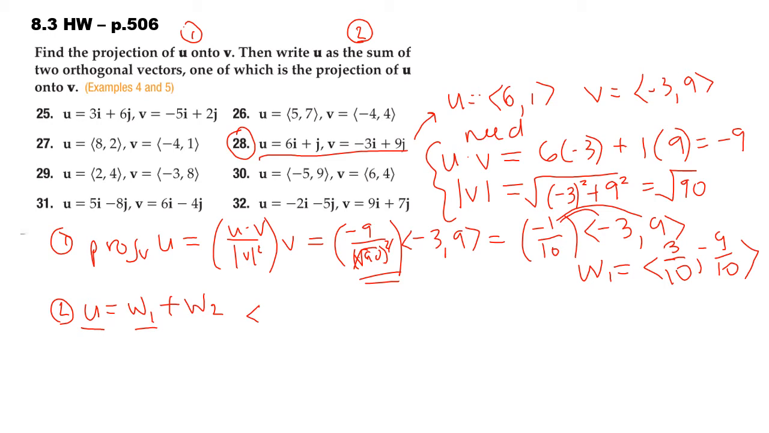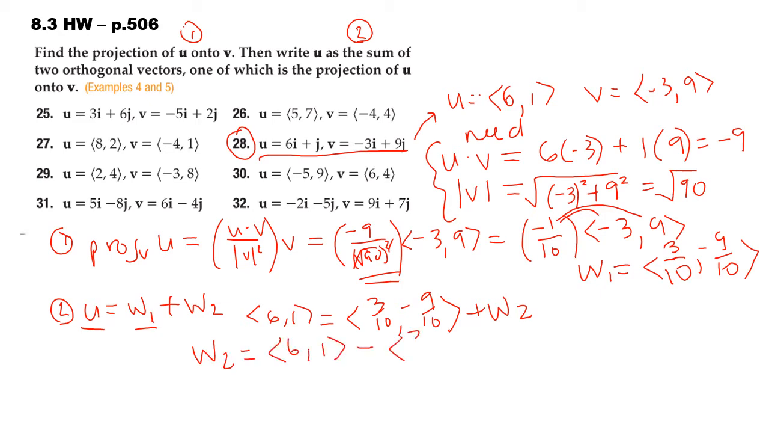So that means we are going to take 6, 1 equals 3 over 10, negative 9 over 10, plus w2. Solve for w2. So w2 equals 6, 1 minus 3 over 10, negative 9 over 10. And when you do the subtraction, if you're good with fractions, great. If you're not, stick it in your calculator and get the fraction answers. So 6 is actually 60 over 10, so 60 minus 3 will be 57 over 10. And 1 is 10 over 10, minus negative 9. 10 minus negative 9 is 10 plus 9, which is 19 over 10. So there's your new w2.